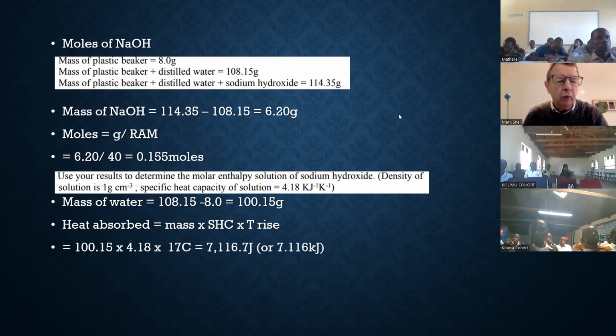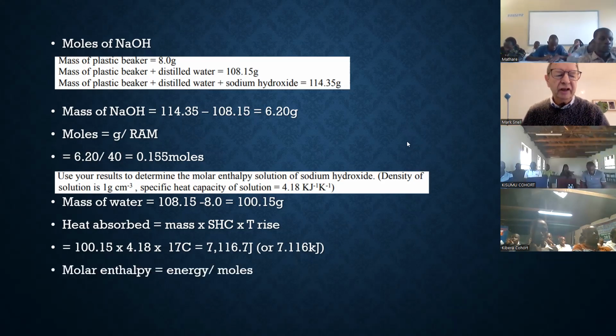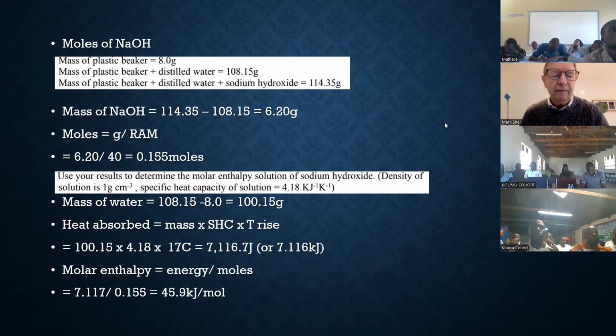So it's 100.15 times 4.18, which is always given in the question. There it is. Times 17, which gives me 7 and a bit kilojoules. Then I want to turn it into the molar enthalpy, which is the energy change in this example divided by the moles in this example. So it's going to be 7.116 divided by 0.155, and there it is, 45.9 kilojoules per mole, which is probably about right.